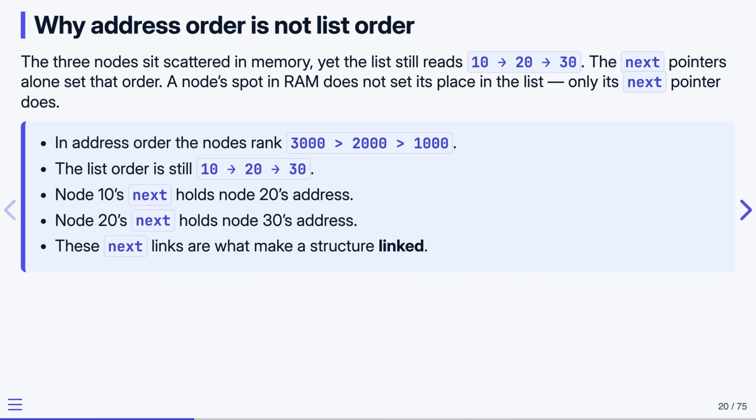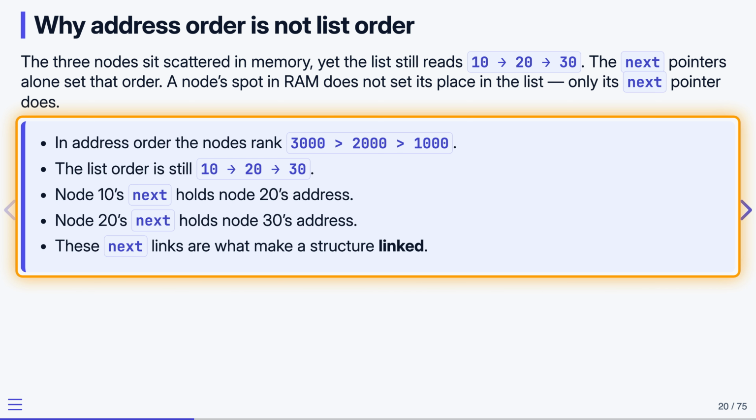So the three nodes sit scattered in memory, but the list still reads 10, then 20, then 30. Let's see why. The next pointers alone set that order. Look at the addresses. In address order, 7000 is highest, then 4000, then 3000. But the list order is still 10, then 20, then 30. Node 10's next names node 20. Node 20's next names node 30. These next links are what make a structure linked.